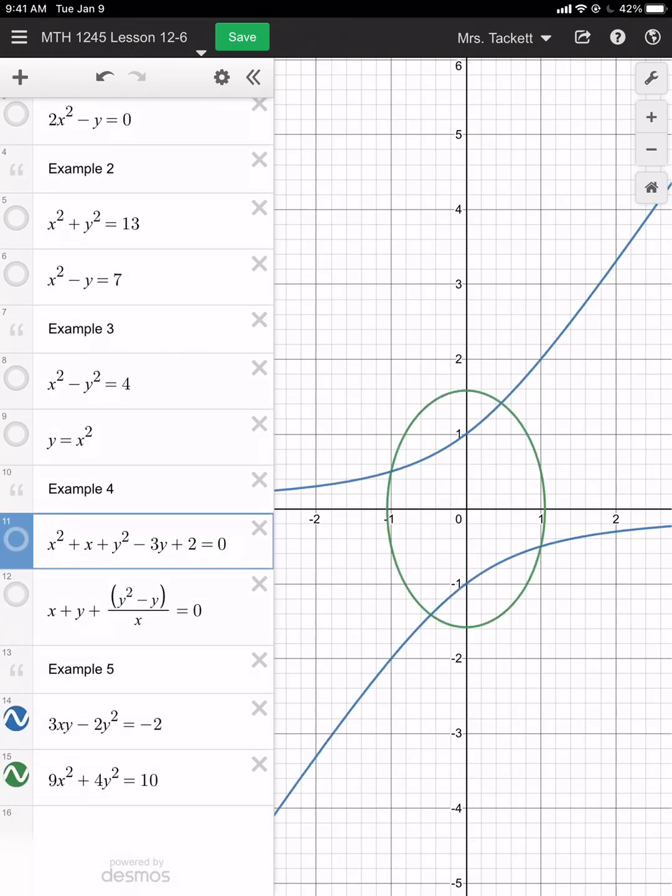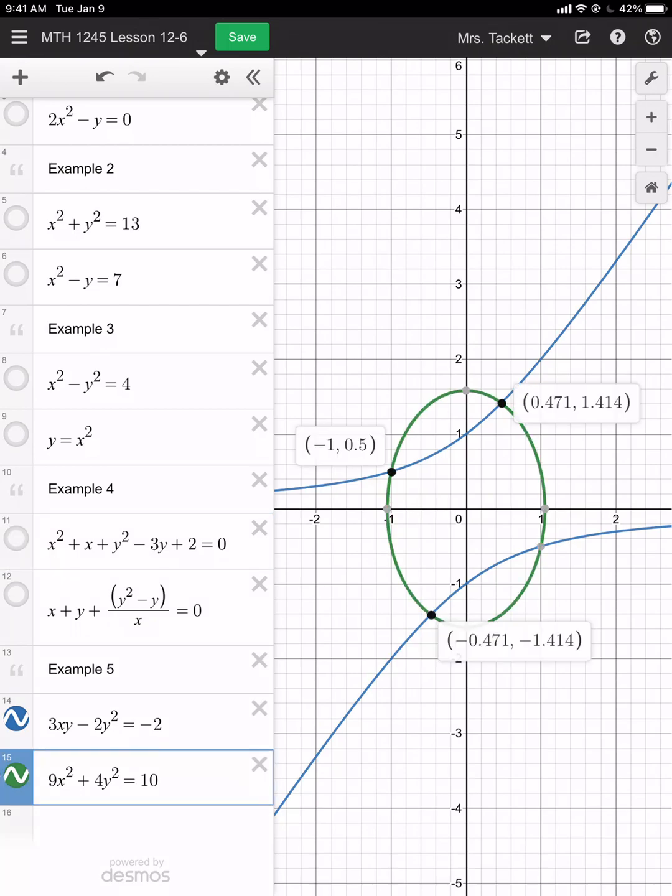And then I don't have this last example on here, but especially using Desmos, it's nice to be able to graph and find your solution. So here we would have four solutions.